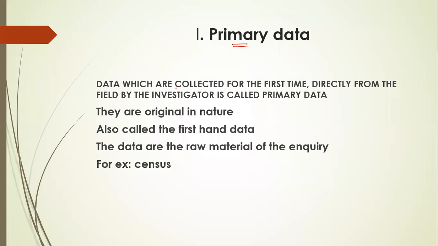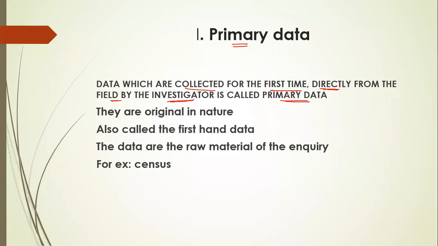It is nothing but the data collected for the first time. The data that you collect fresh, directly from the field by the investigator, is called primary data. It is a fact which has been collected by the investigator directly, for the first time. It is fresh, raw data that nobody else collected; you find out your own data and go and collect it directly yourself. That is called primary data.